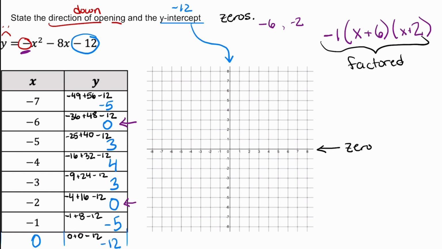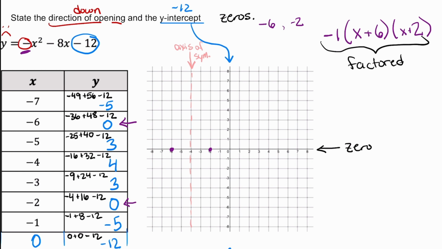So let's graph our zeros first. So our zeros are at -2 and -6. Our y-intercept is at -12. It'll be way down here somewhere. And then the average of our two zeros is our axis of symmetry. So here is our axis of symmetry. And everything to the right of it better equal to everything to the left.